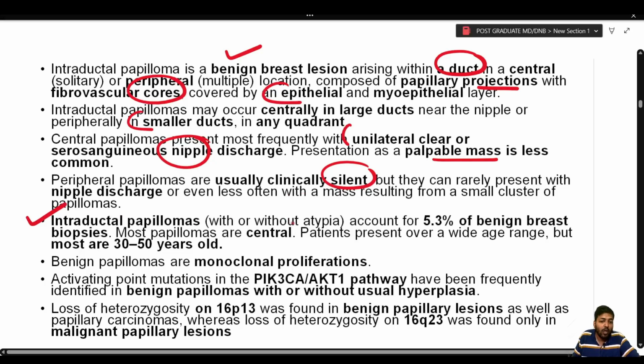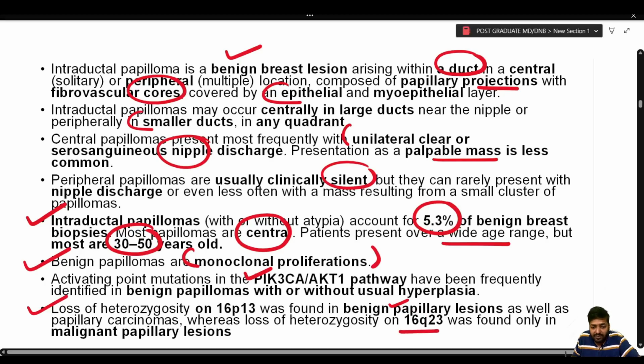Intraductal papillomas, with or without atypia, account for around 5% of benign breast biopsies. Most papillomas arise from the central quadrant, and patients present over a wide age range, but most are between 30 to 50 years of age. The benign papillomas are monoclonal proliferations, that is, they will have certain mutations, especially in the PI3K-AKT pathway. And they are frequently identified in benign papillomas with or without hyperplasia. Loss of heterozygosity on 16p was found in benign papillary lesions as well as papillary carcinoma, whereas loss of heterozygosity at 16q was found only in the malignant papillary lesions.